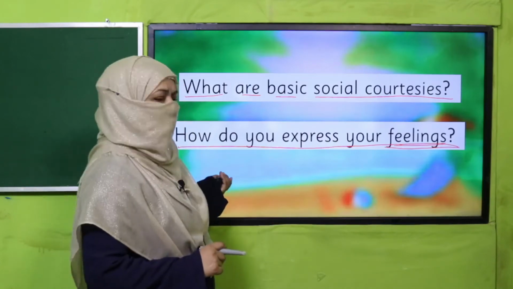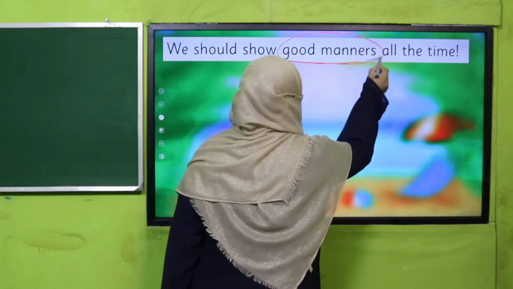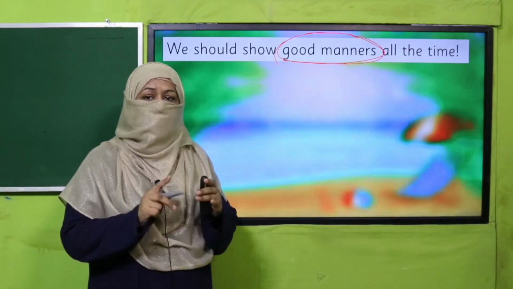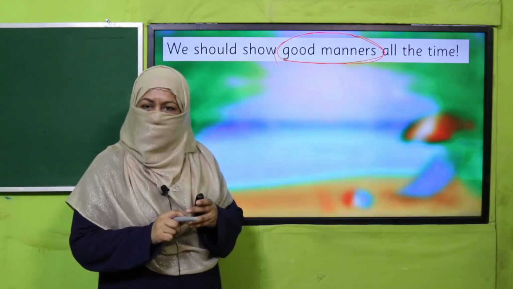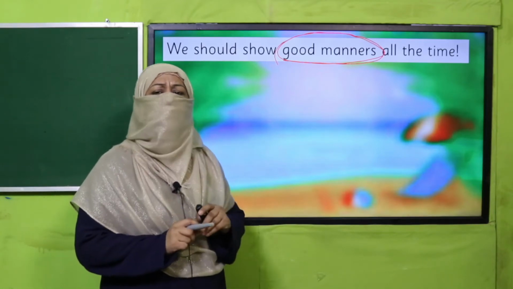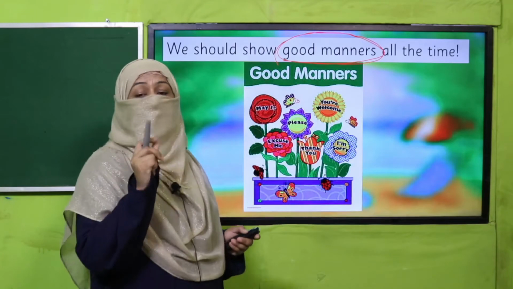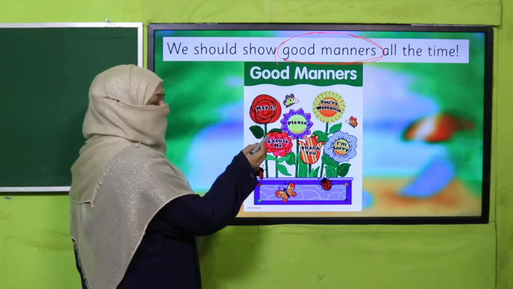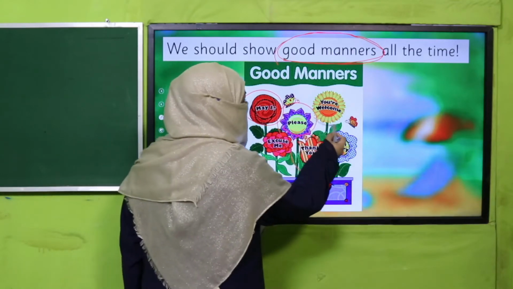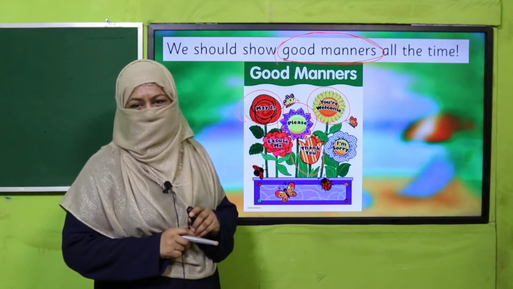Yes, my dear students, I hope you remember every time I tell you social courtesies are our good manners. And we are supposed to show our good manners all the time. This is not only in school, only in front of teacher, only in front of elders, but at every place. If no one is watching us, who is watching us? Allah subhanahu wa ta'ala. So we have to show good manners all the time. And how do we express that? By using these beautiful words: May I, please, thank you, you are welcome. Whenever we use these words, beta, it means we are mannerful children.